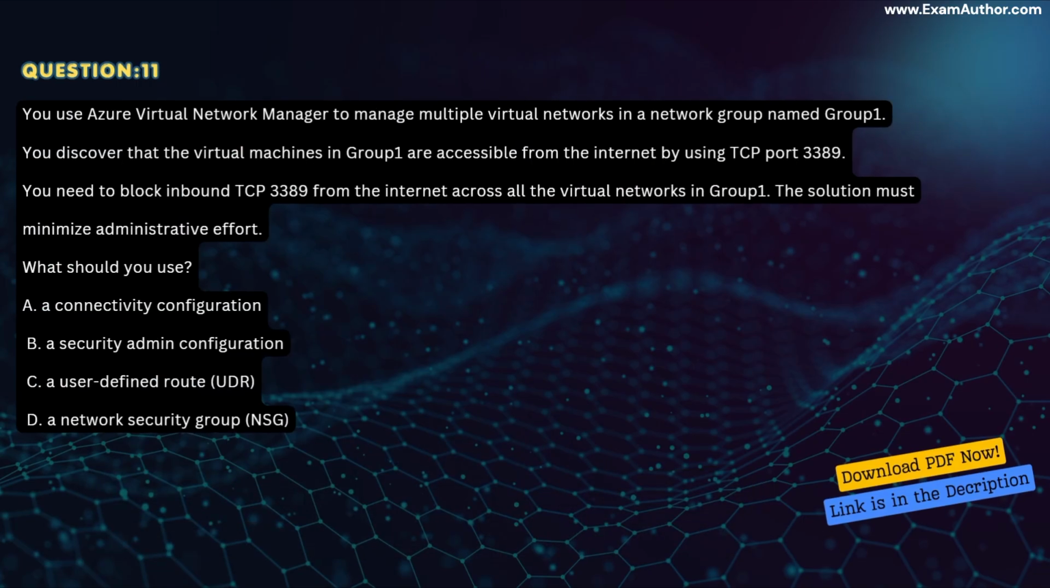Question 11. You use Azure Virtual Network Manager to manage multiple virtual networks in a network group named Group 1. You discover that the virtual machines in Group 1 are accessible from the Internet by using TCP port 3389. You need to block inbound TCP 3389 from the Internet across all the virtual networks in Group 1. The solution must minimize administrative effort. What should you use? A. A connectivity configuration. B. A security admin configuration. C. A user-defined route (UDR). D. A network security group (NSG).